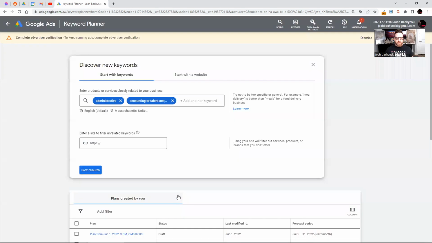I think this is what he's talking about here. Now, I could filter it, but I don't want to. I want to get broad keywords with this. So I'm going to say get results.